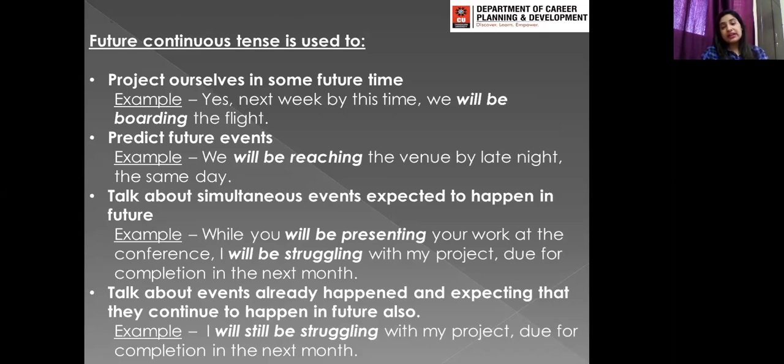Next is the last use: talking about events that have already happened and are expected to continue to happen in the future as well. Something that has happened in the past, the history is going to repeat itself. So the sentence is framed in the future continuous tense, like I will be struggling with my project due for completion. In the last month I struggled, I am struggling, and I will still be struggling in the future. This is something the person is talking about, that this is going to happen again. Now these are the uses of the future continuous tense.